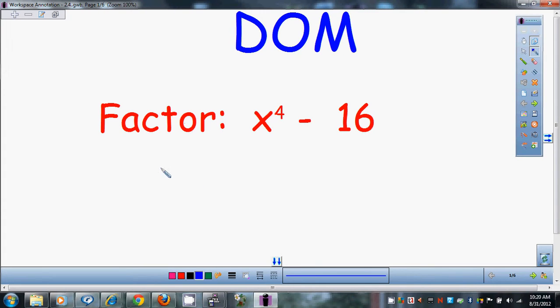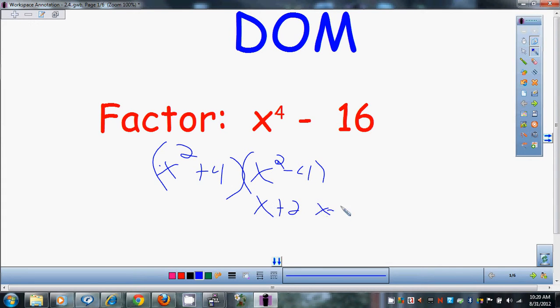Alright, there's our DOM. I'm pretty sure we can all see that it's x squared plus 4, x squared minus 4. This easily factors down into x plus 2, x minus 2. The x squared plus 4 all comes down. That's pretty basic stuff, right? Yeah, pretty simple. So let's just keep going. We don't even need to spend 2 seconds on that. Anybody who does is an idiot.